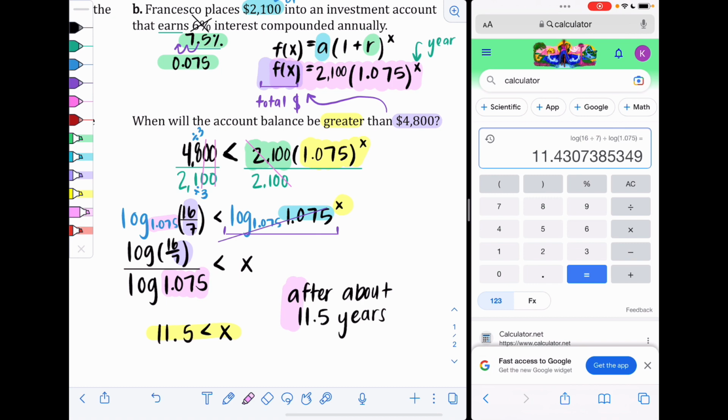I want to go through that rounding thing one more time because it's kind of weird and it's really a case-by-case basis. In the calculator, we got 11.43. Since 11.4 is a little bit less than our actual answer, he wouldn't quite be at $4,800. He'd be a little bit beneath it. So we just have to round up either way to get to where he is definitely greater than 4,800. So we can say after about 11.5 years, or x is greater than 11.5.